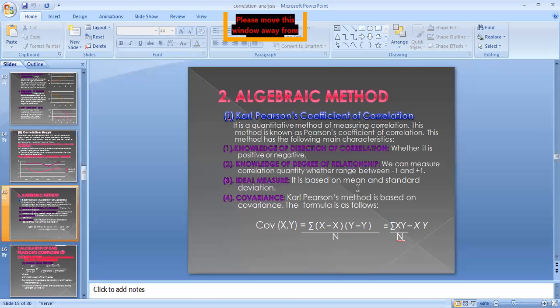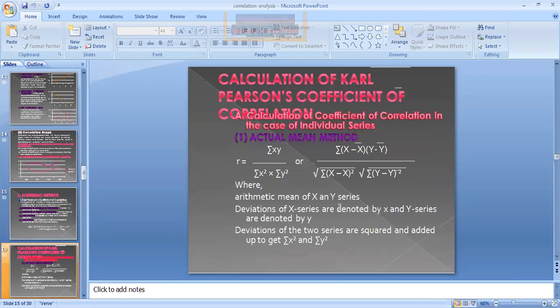Another one, it is based on mean or standard deviation. Ideal measure, actually, is one based on mean or standard deviation. Another one is covariance. Karl Pearson's method is based on covariance. The formula is given by this. We'll use this formula in the next example. To calculate Karl Pearson's coefficient of correlation, you have to use this formula.